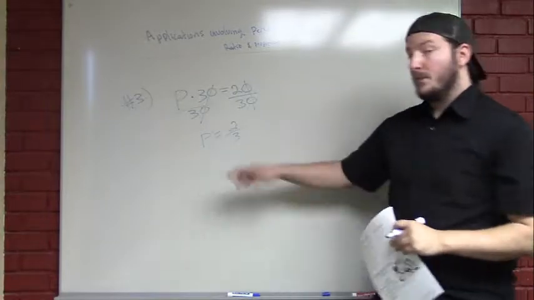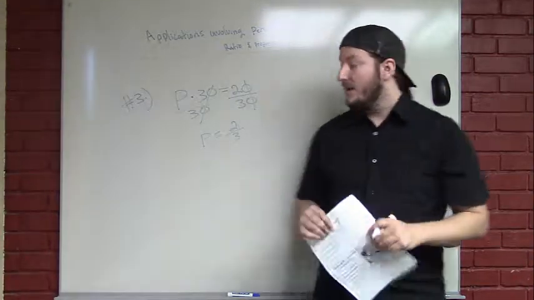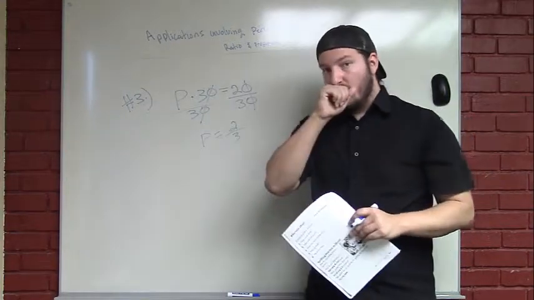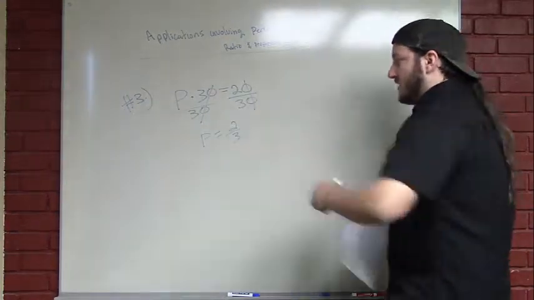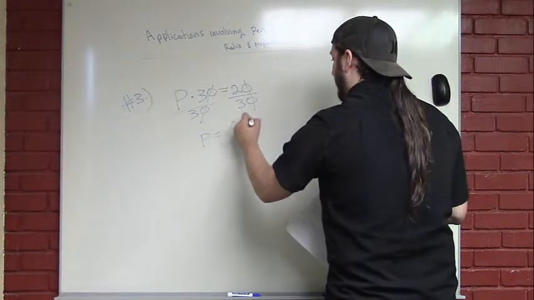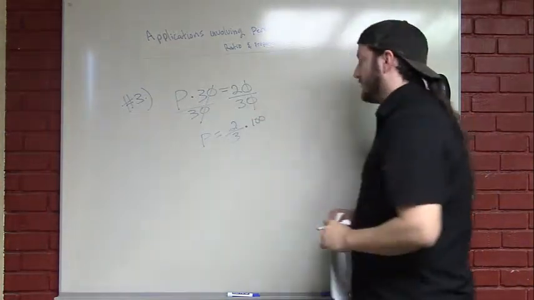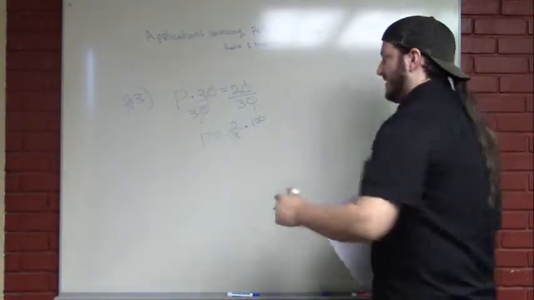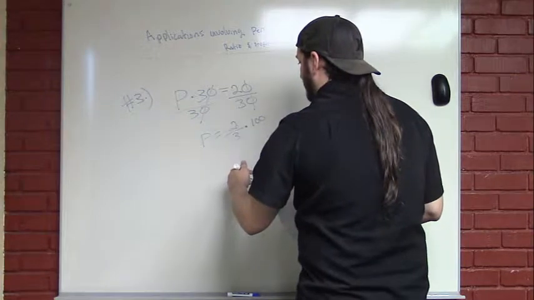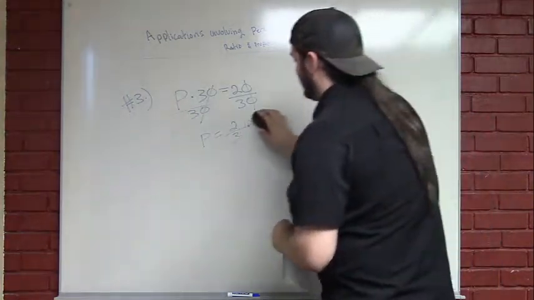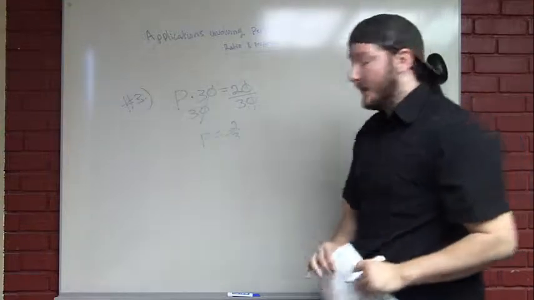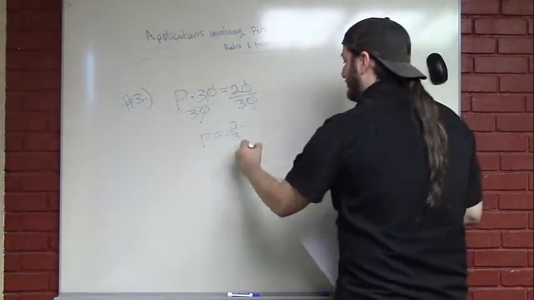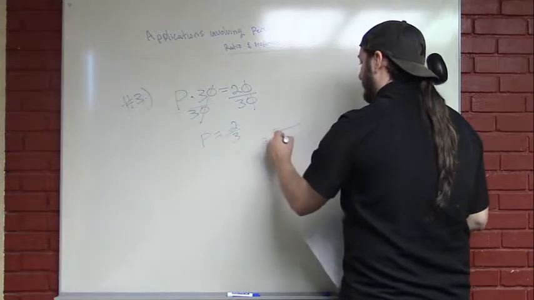Now, remember, P is a percent though. That's the one thing here. You need a percent. So to turn this into a percent, what you have to do is multiply by 100. Okay? So with that being said, actually, let's do it this way. I'll show you a much easier way to do it. 2 over 3, what you want to do is change that into a decimal. So you're just going to divide it longhand.